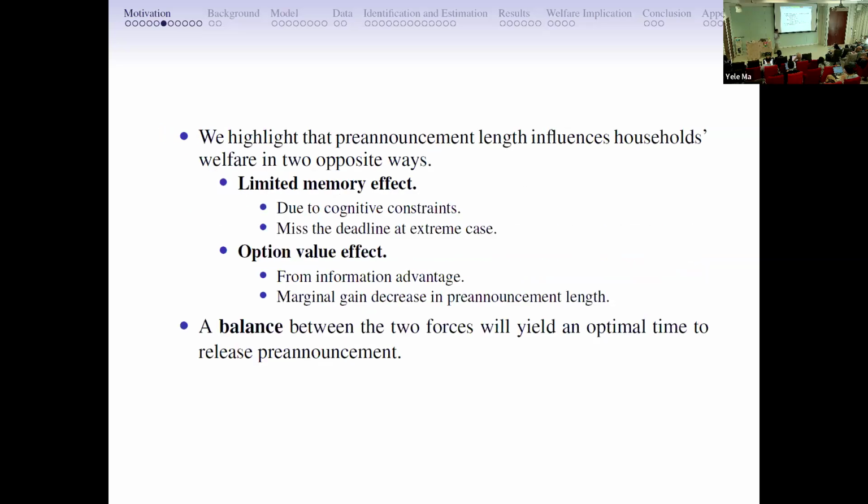So in our paper, I want to highlight two kinds of mechanisms that determine the effects of pre-announcement. One is our focal mechanism, that is the limited memory effect. This mechanism shows that households or consumers in the market may not be paying attention to future policy implementation, even if they get the pre-announcement from the government. And the second one is standard, that is the option value effect. If households get pre-announcement, they have more opportunity to best decide their demand. And the balance between the two forces will yield an optimal time to release the pre-announcement.